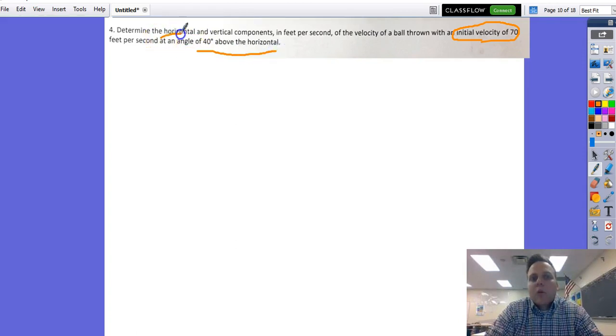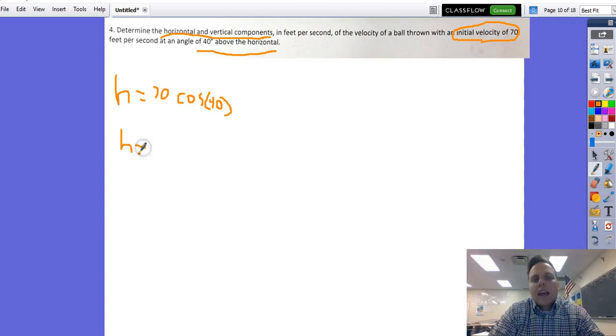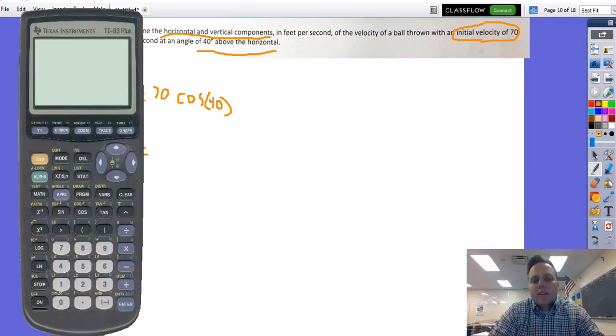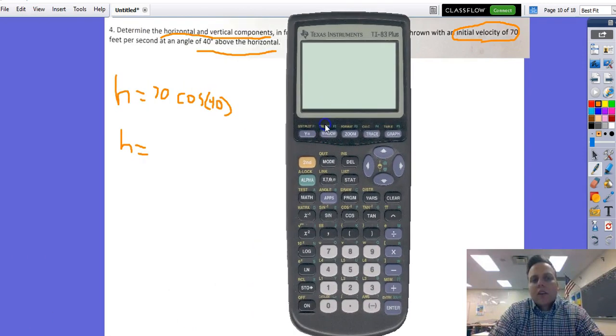Because, look here, what are we doing? We're doing the same thing we just did. We're determining the horizontal and vertical components, so it's the same problem. We know that the horizontal component is equal to the magnitude, which is 70 in this problem, times cosine of the angle, which is 40. So 70 times cosine of 40. This is a calculator problem because cosine 40 is not on your trig chart, so you will have to use a calculator.